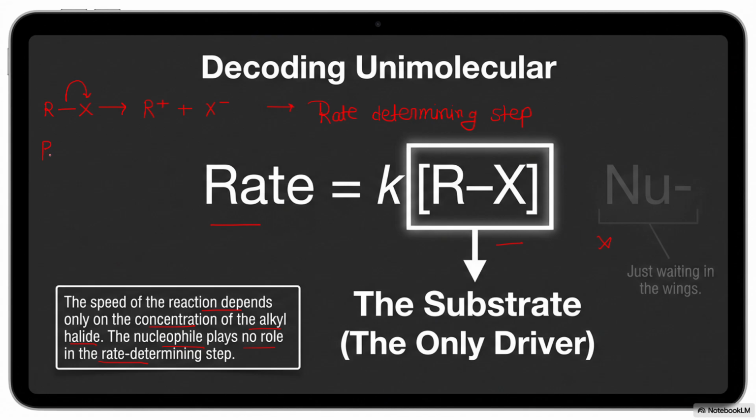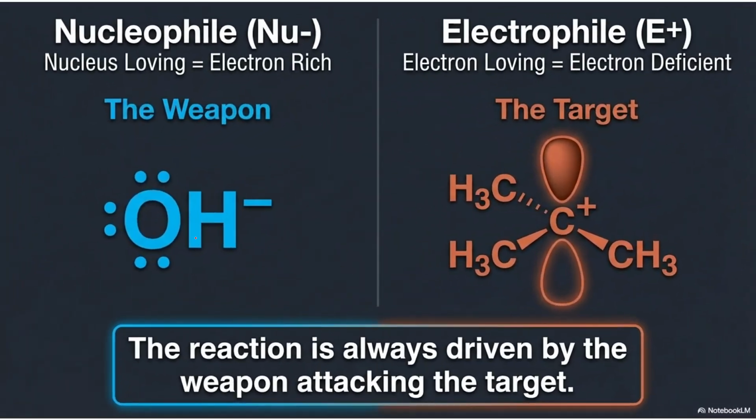In the second step, this R plus will be attacked by the nucleophile and then you get the product molecule. This step is fast, so it does not decide the rate of the reaction. The rate of the reaction is decided by the first step. There is only one molecule in the first step, so the overall rate is determined only by the concentration of the substrate, that is the driver. Here our nucleophile is the weapon that is attacking, and it attacks a carbocation, that is your target.